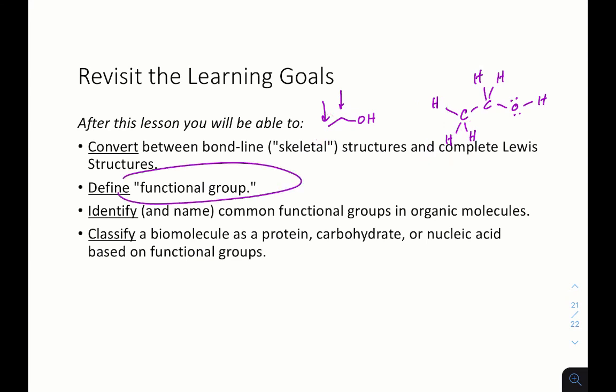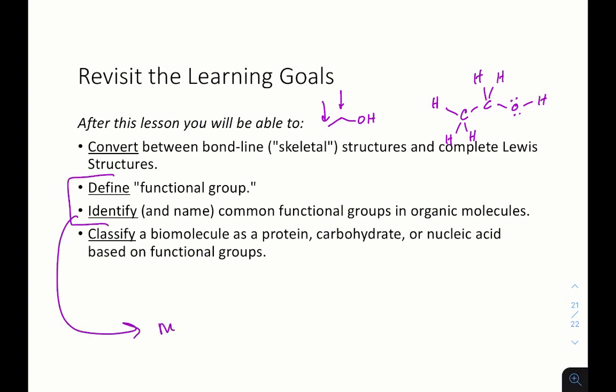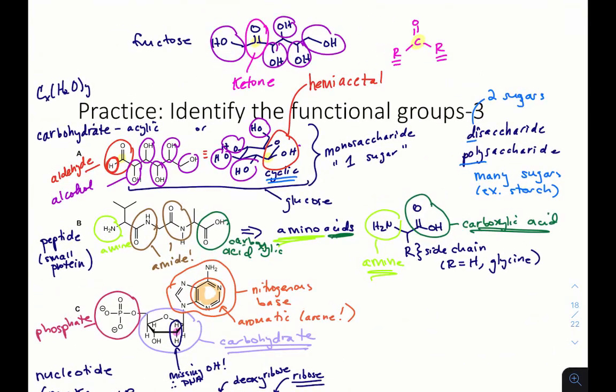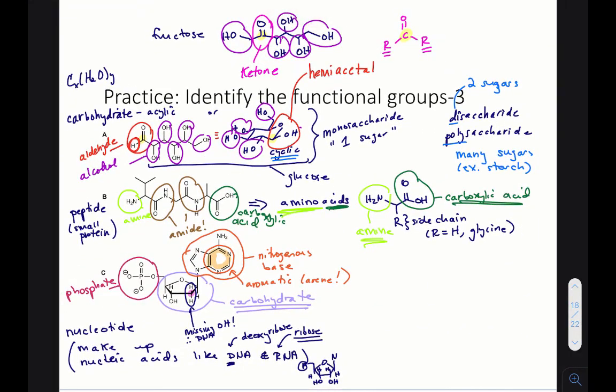Define functional group. Yes, this is a group of atoms that have characteristic chemical and physical properties. Can you identify or name them? Yes, you can do this, but you're going to need to memorize the functional groups, and you can make flashcards or do something else more creative if you would like to, but you do need to memorize this. Finally, classify a biomolecule as a protein, carbohydrate, or nucleic acid based on the functional groups. We talked about this here. I know I told you a lot of fun facts. Most of them were fun facts.